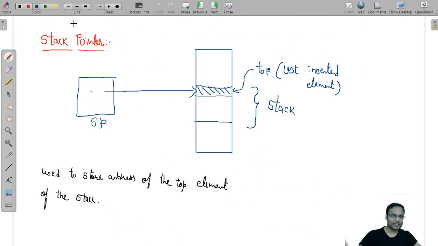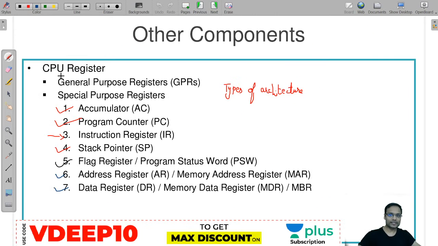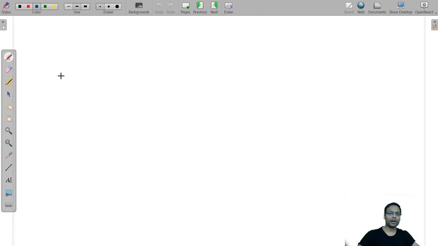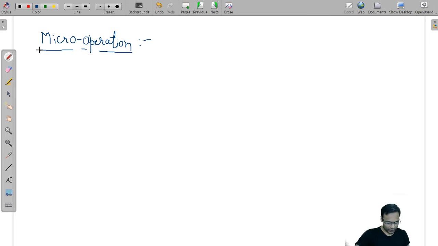I guess all the registers are done. Yes, all the registers are done, so we can go here for the micro operation. Okay, there are so many answers. I don't have the time right now to read all those things, because it will distract me from my original video. So let's go and understand what a micro operation is.